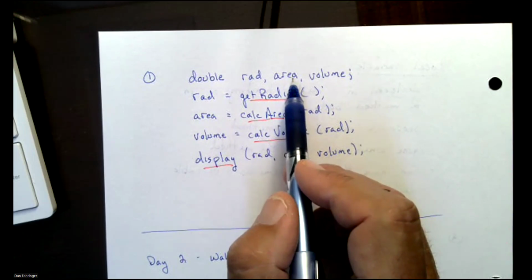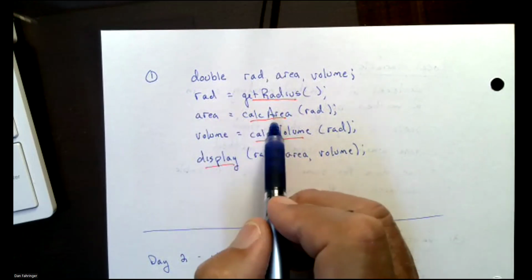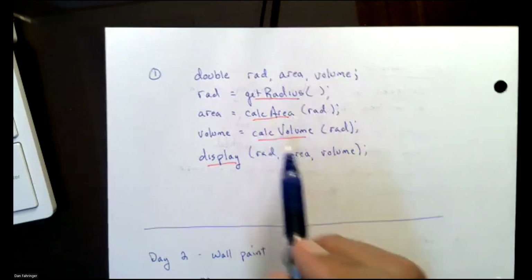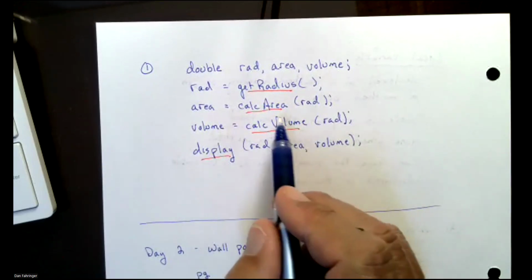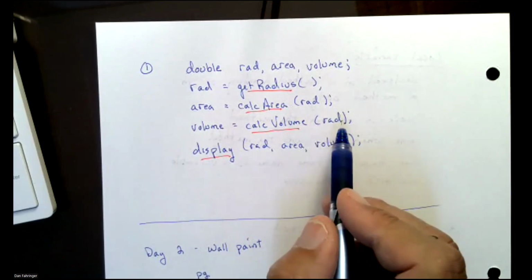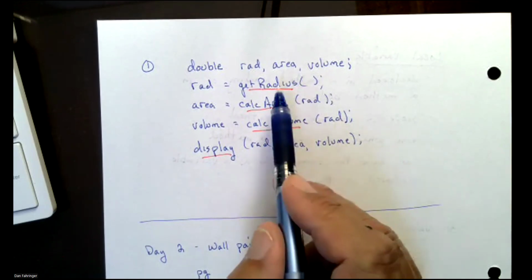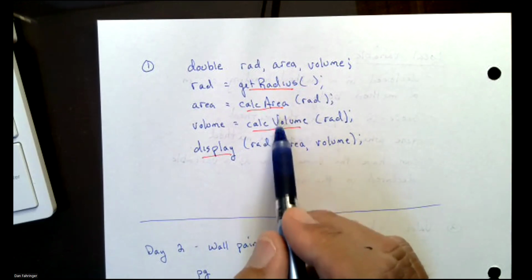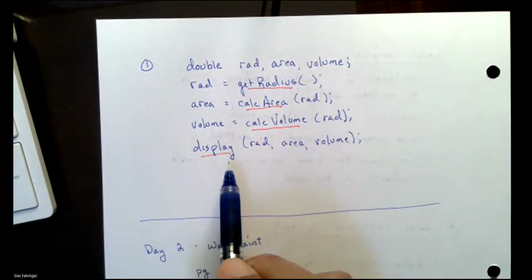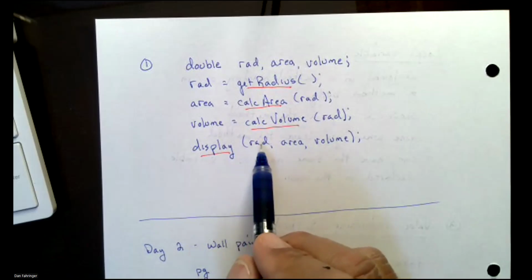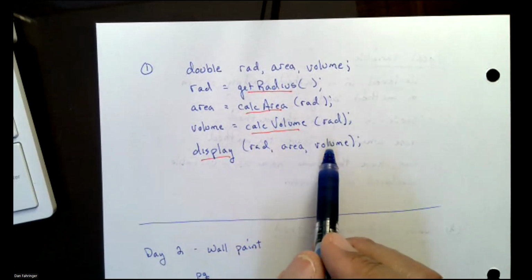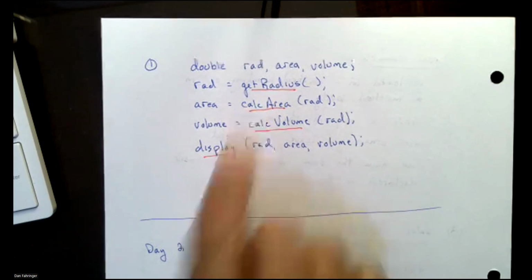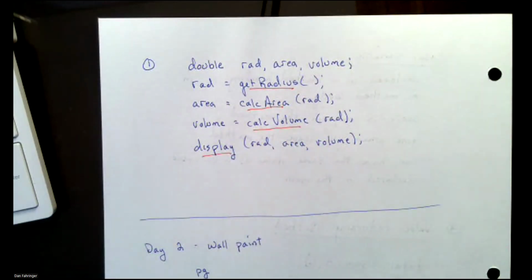I want to find the area. In order to calculate the area, I need to pass the radius in. In order to get the volume, I need to calculate the volume by passing the radius in. So these three are all value returning methods, the second type. They will all have return statements. This one is a void method. I'm just sending a bunch of information in and then letting it display. So you notice how this is being my main. I'm just going and telling everybody what to do.